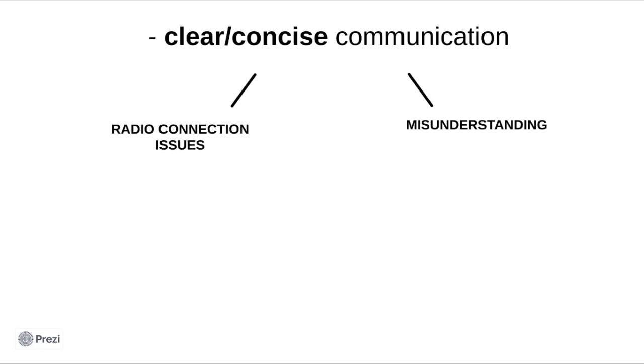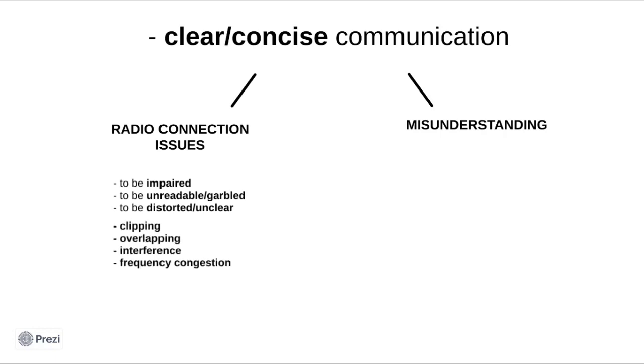As for the former, we use to be impaired to describe low quality connection, or to be unreadable, or to be garbled with regard to a message or an ATC instruction, meaning the transmission was distorted or unclear. Keep in mind a few particular issues that you need to be familiar with when talking about radio connection problems, like clipping, overlapping, interference, or frequency congestion. For instance, the signal strength was seriously impaired by radio frequency interference.